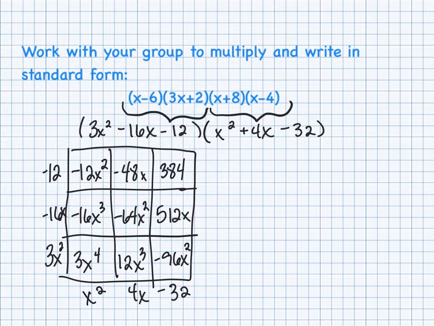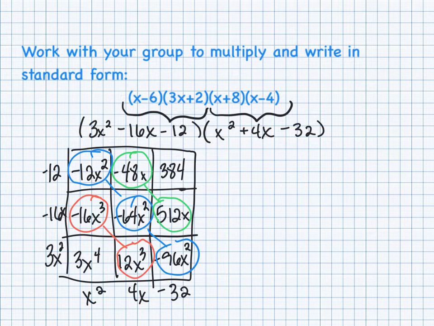So then I'm going to combine my like terms. So I've got my x to the thirds. I'm going to combine those. I've got all my x squareds. As I said before, these are often just diagonally to each other, but not always. And then I've got my x's, and I'm going to combine those.